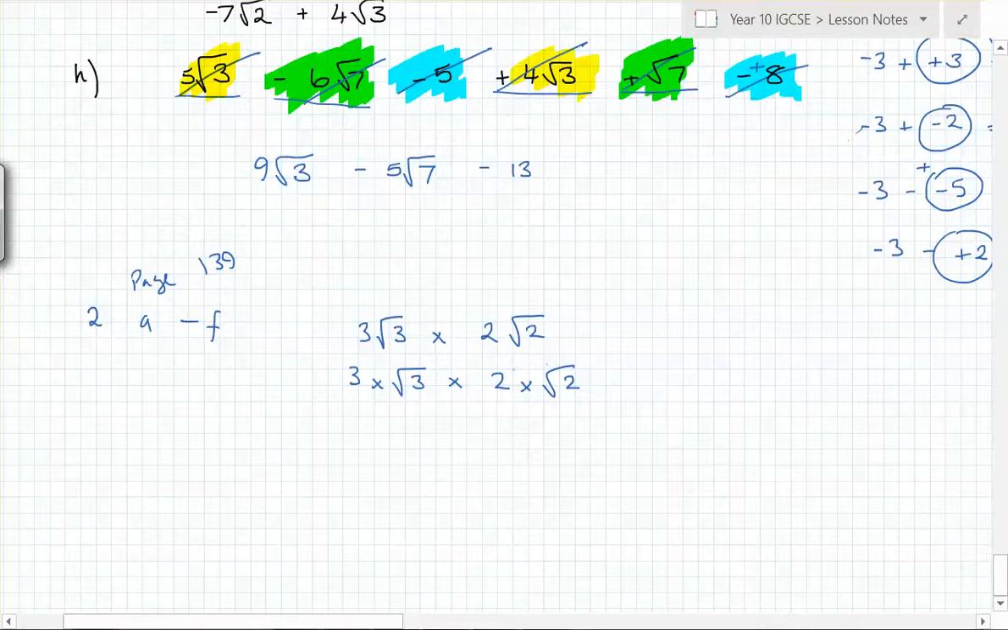We've done this before actually. So then I can do the 3 times the 2 makes 6. And I've got root 3 times root 2. So what can that be changed to? Do you remember? 6 times root 3 times 2, because you put these together, which becomes 6 root 6. Okay? So remember, it's on the video. So A is done for you, so I can get you to do the rest. They shouldn't take very long. Okay?